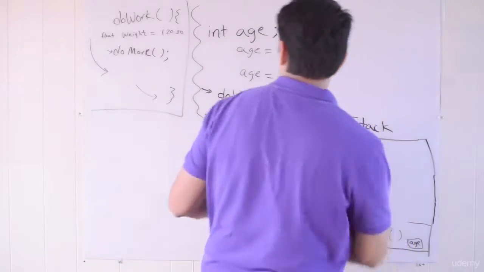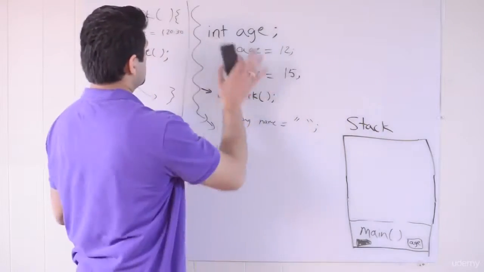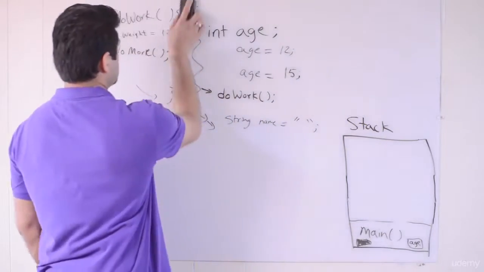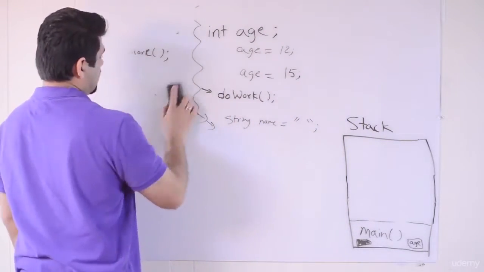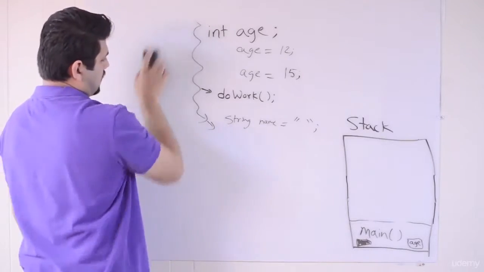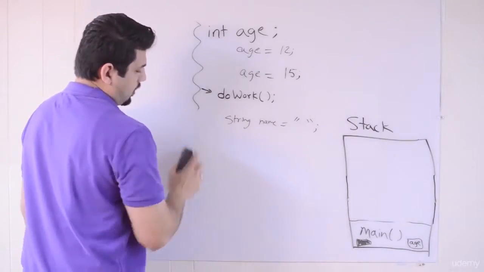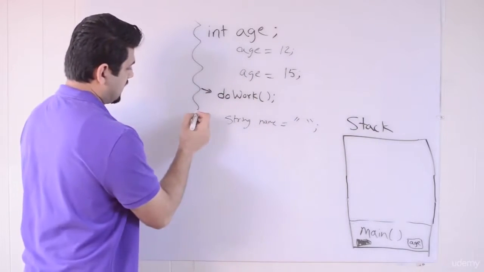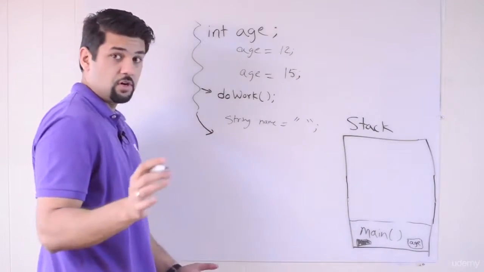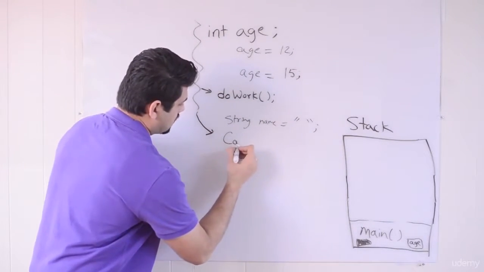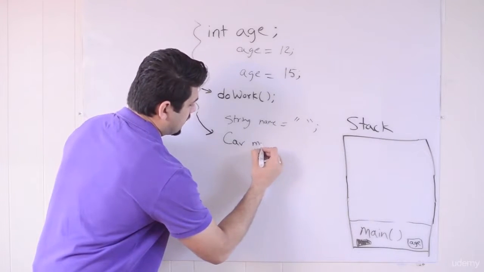And we are still inside of the main method here. I'm not going to erase this stuff. Let's just erase this. We don't need to do work anymore. We've already executed it. So let's say we are going down in the main method line by line and we come across this code. We have Car, and the variable name is called myCar.